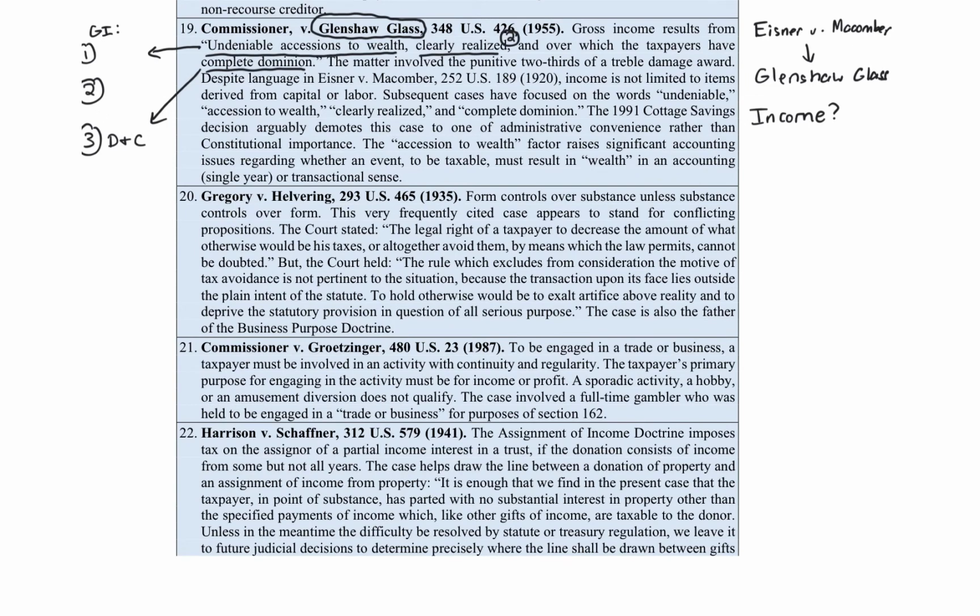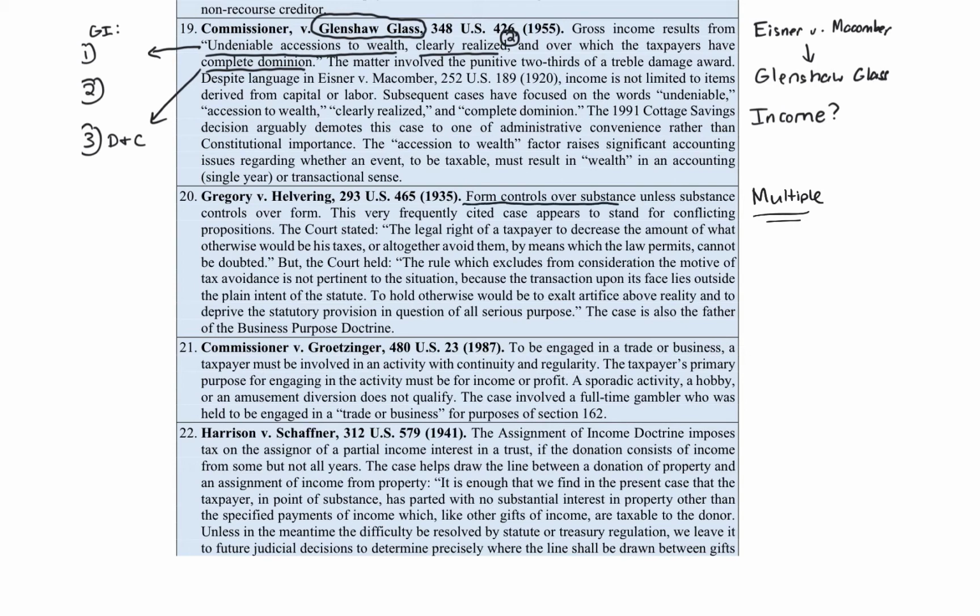Gregory versus Helvering. So this one, multiple. I'm sure in some of your other tax classes, you've talked about things like the business purpose doctrine, sham transaction doctrine, economic substance. Gregory versus Helvering was one of the original cases that dealt with this. Basically, when taxpayers try to do things to avoid tax, there's stuff called economic substance, substance over form, business purpose doctrine, sham transaction doctrine that the IRS has in their back pocket to try to use. So Gregory versus Helvering deals with that.